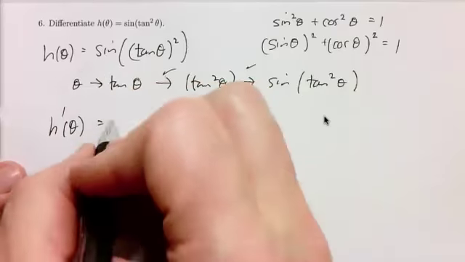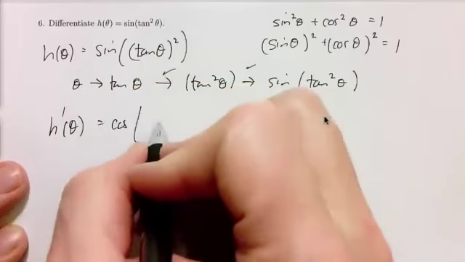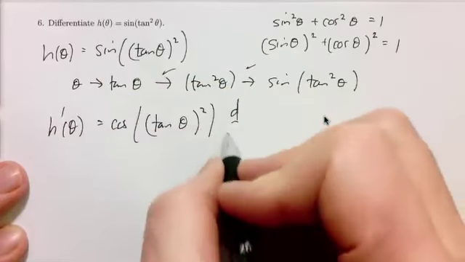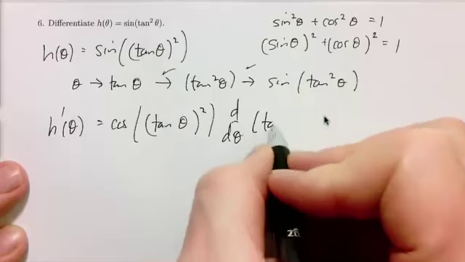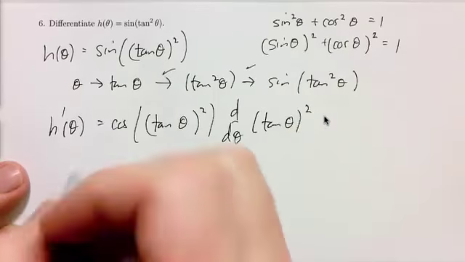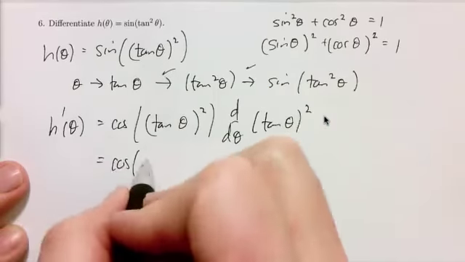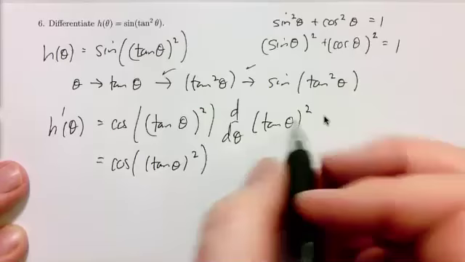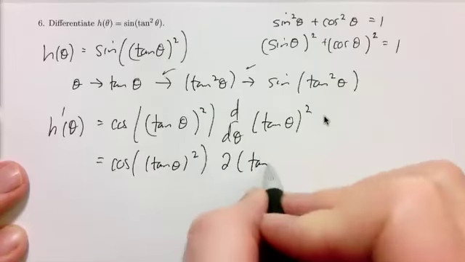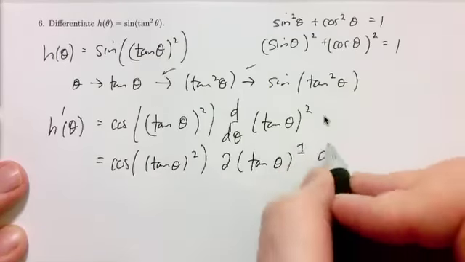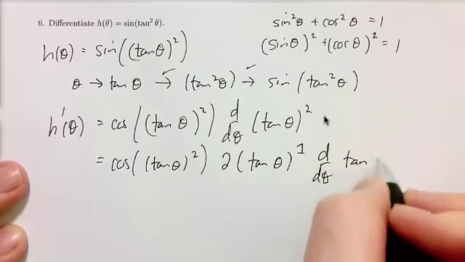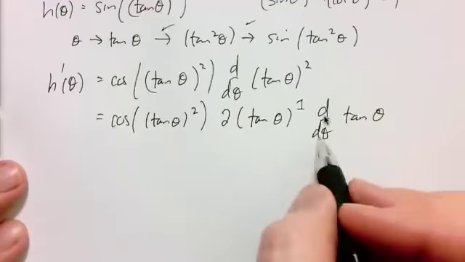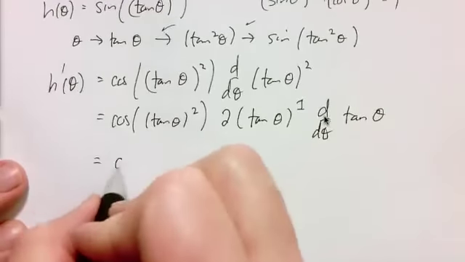Start with the outside function. Derivative of sine is cosine. Leave what's on the inside alone. Now I have to multiply by the derivative of the inside. This first bit is just along for the ride now. Derivative of something squared is 2 times that something to the first power times the derivative of the inside. Whew. Finally, the derivative of the last one here is secant squared, and now we're all done.